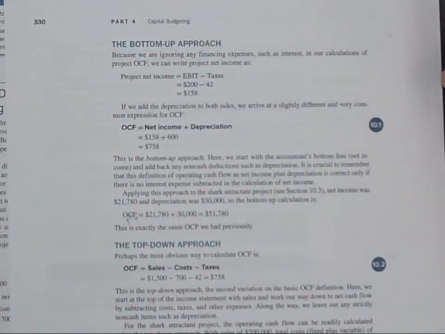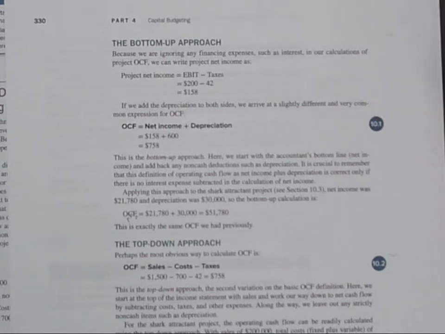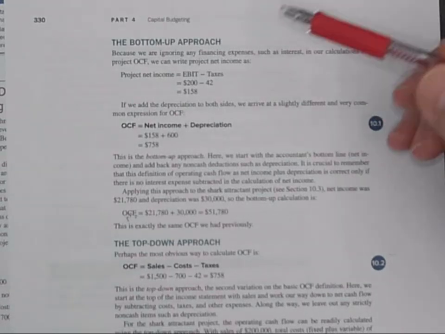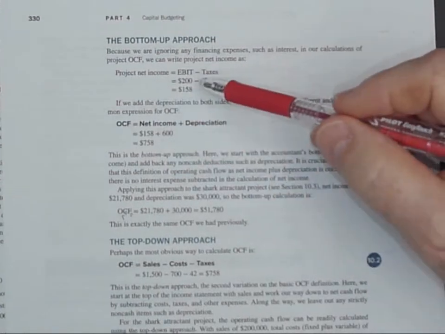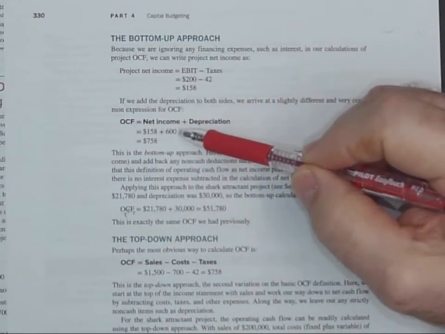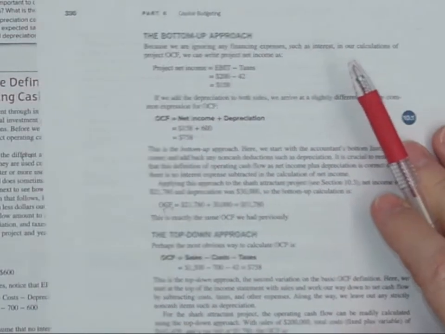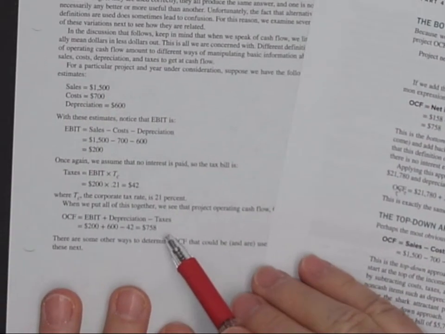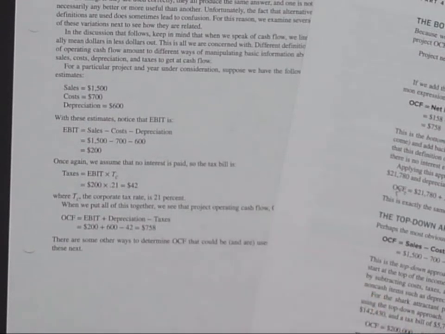So all they're doing is showing that you could get to the same place as we have in our normal definition by taking net income plus depreciation. So net income was calculated as 158, depreciation from the previous page, 600. 158 plus 600 is 758, and that's the same number that we had on the previous page with our normal definition.